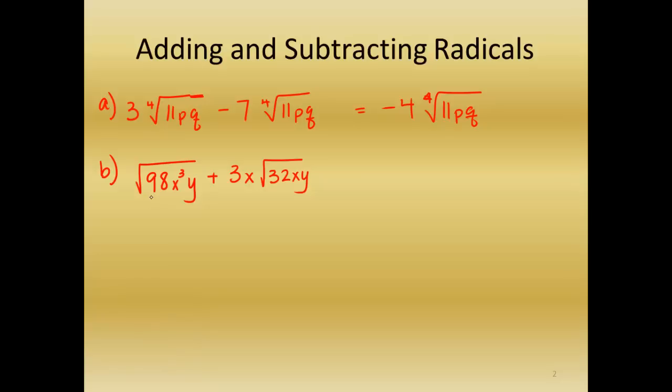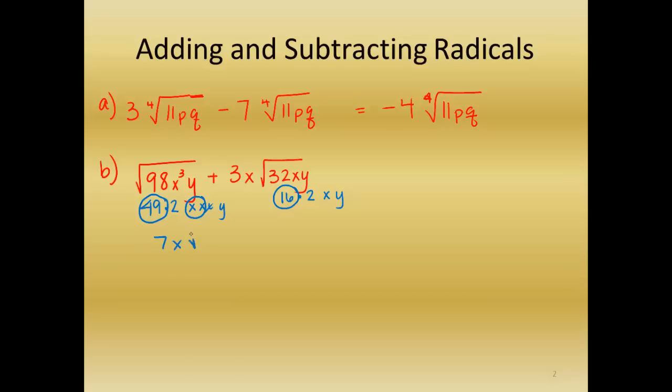So 98 is actually 49 times 2, and then this is x cubed times y. Over here, I'm going to have 16 times 2 and an xy. Well, because I'm working in square roots for this problem, I'm looking for perfect squares. So I have 49, I have a perfect square of x's. Over here I have a 16. Everything that I'm circling, I'm going to take the square root of and place that number on the outside of my radical. So this first part is going to simplify to 7x.